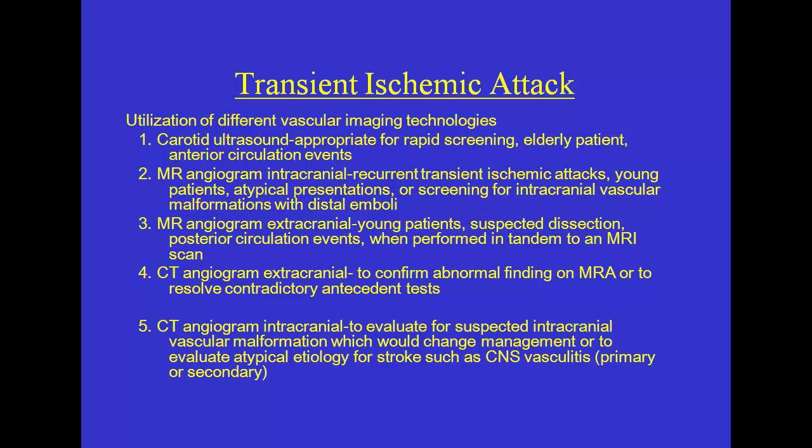Okay, so I had one patient, and this was in July, where the ultrasound showed right-sided carotid stenosis, and the MRA showed left-sided carotid stenosis. And then we did CTA, and we didn't have any stenosis at all. So I don't know what that means, and why that artifact showed up, but it was worth doing it for him, and we needed to go to that level. CT angiogram intracranial is used to evaluate for suspected intracranial vascular malformations, which would change the management, and to evaluate for atypical etiologies of stroke, such as CNS vasculitis.